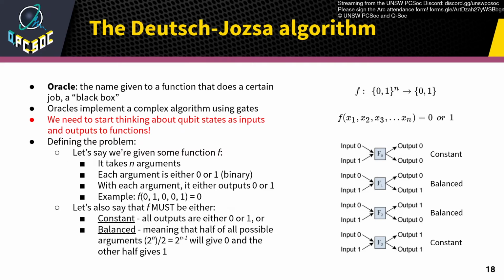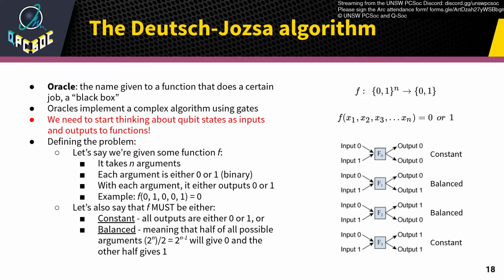So here's the problem that the Deutsch algorithm attempts to solve. Let's say that some guy on the street gives you a function f. Now this function f takes n number of arguments, and each argument is either 0 or 1. And with each argument, it outputs either a single 0 or a single 1. For example, if it's 5 arguments, then one such argument will look like this, and the answer is 0, for example. Mathematically, this is what it looks like.